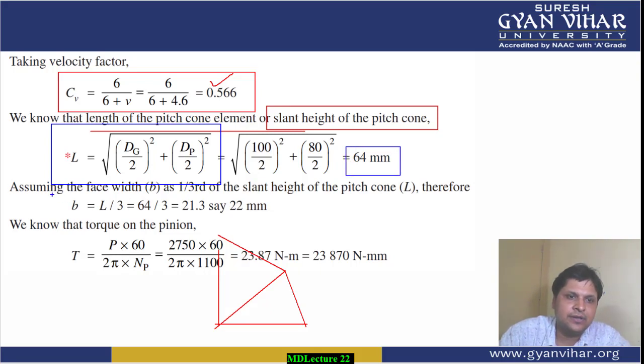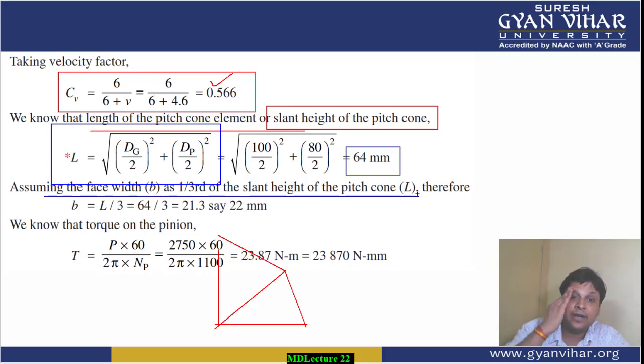Face width: since nothing is given for the relation between face width and slant height, generally face width is 1/3 of the slant height. So let's take it as 1/3. So b is equal to L by 3 we are taking. This means that the face width b we are taking as 22 mm.